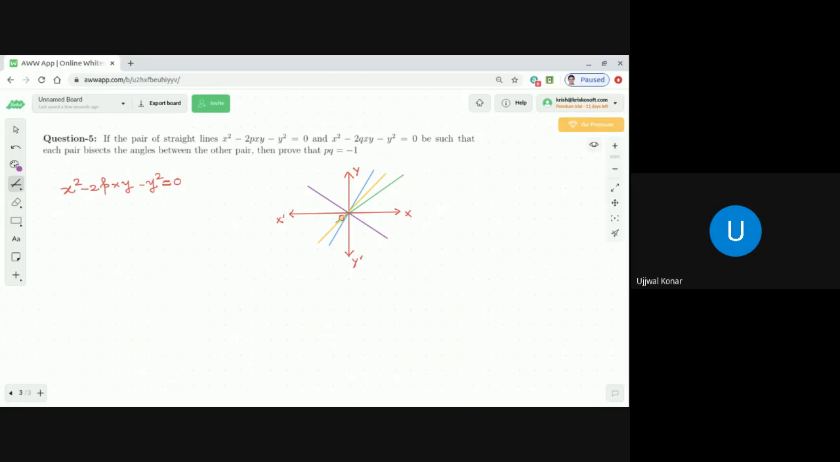Because the pair of straight lines which are the bisectors of the pair of straight lines represented by x² − 2pxy − y² = 0 are actually jointly represented by this equation, x² − 2qxy − y² = 0, correct? Now, what is the equation of the bisectors of the pair of straight lines represented by x² − 2pxy − y² = 0?